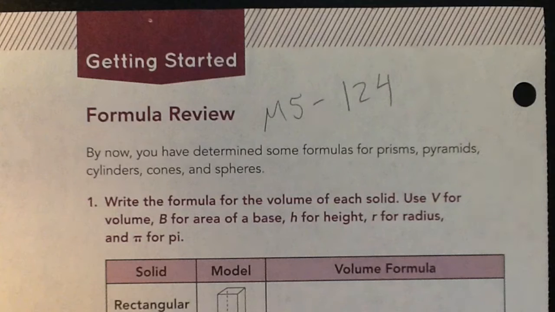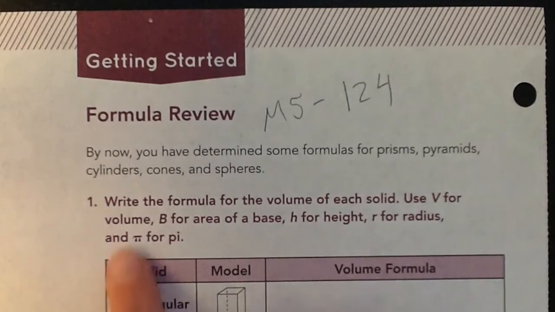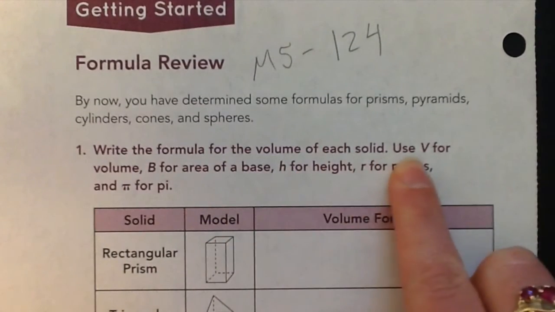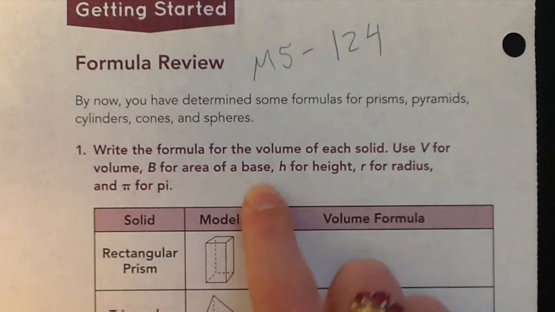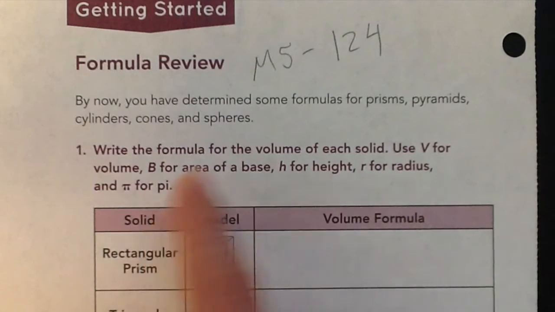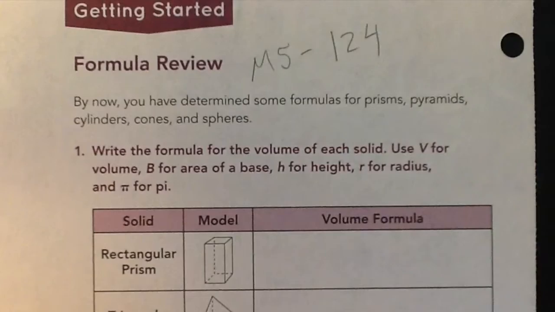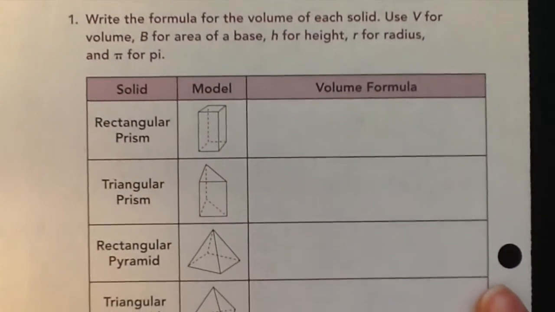Here on M5-124, we're just going to do a review of some of the formulas we use for volume. It says, write the formula for the volume of each solid. You use V for volume, B for the area of the base, H for height, R for radius, and the pi symbol for pi. Some of these we haven't done in a while.